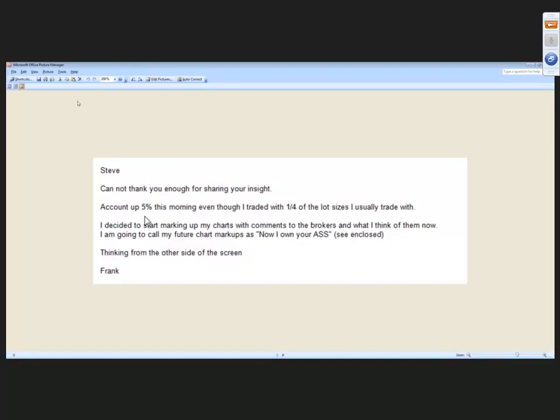I decided to start marking up charts with comments to the brokers. And when I think of them now, I'm going to call them my future chart markups. You read it yourself. It's right there. I think it's pretty great.